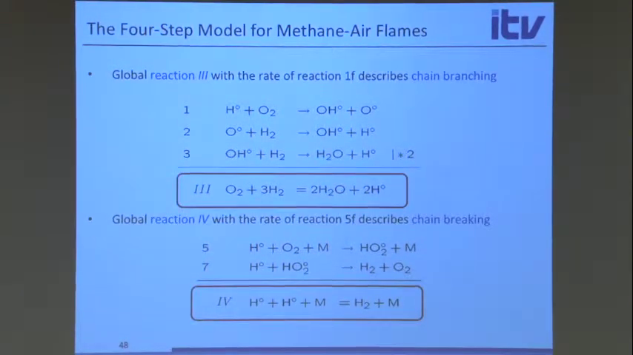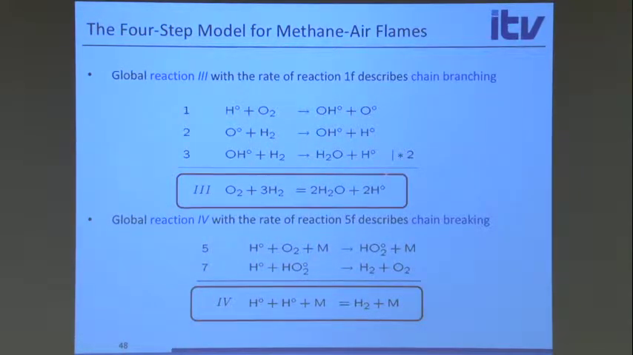And you see the chain branching character of this. Here you have no radicals, here you have 2 radicals. This is exactly what this reaction does.